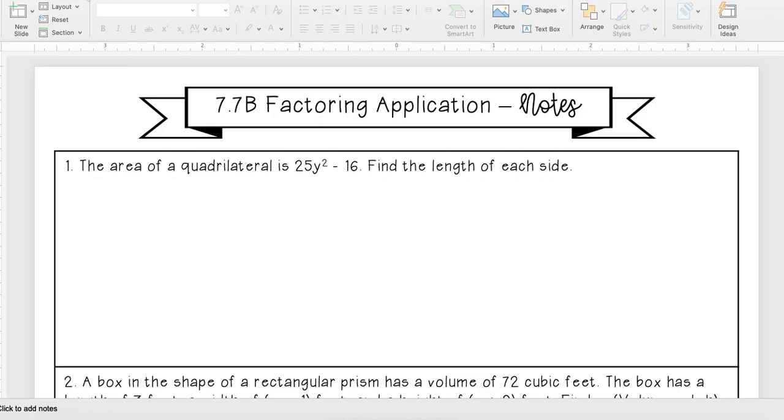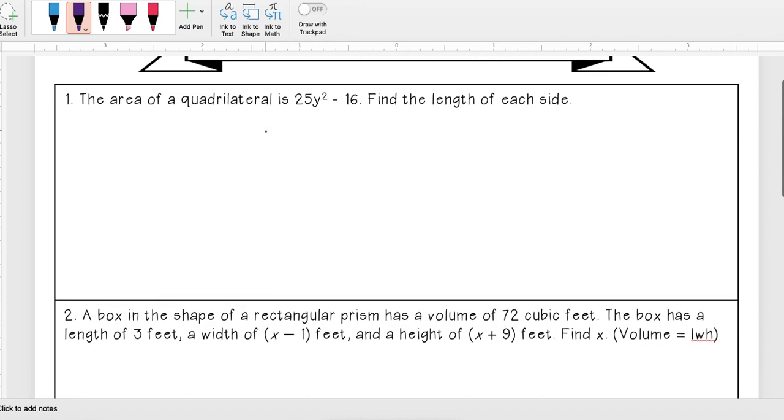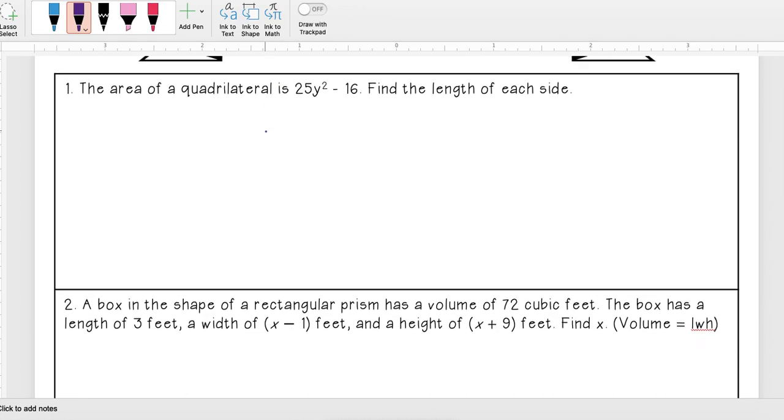Hello everyone, today we are continuing our factoring unit by going over some application problems. So I know these can be a little intimidating when you're looking at it, but I promise it's not too bad. Most of these we're just going to be factoring them. So the first type of example that you may see on homework or on a test is: the area of a quadrilateral is 25y squared minus 16. Find the length of each side.